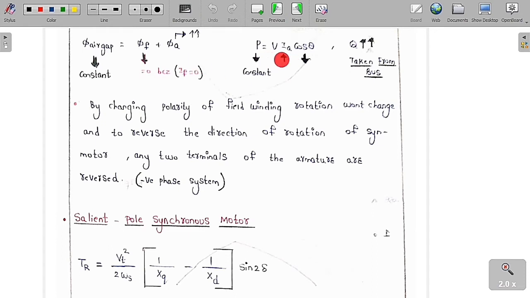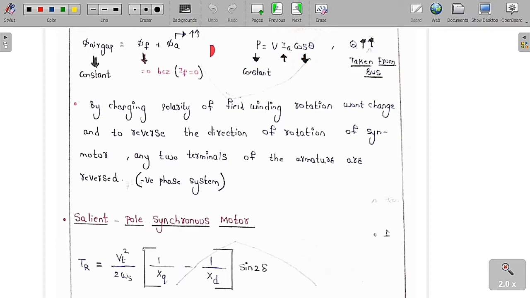I have already told you, P is equal to V into Ia into cos theta. Definitely, what is the constant one? You can see clearly in this case, the mechanical load is constant, so P is always constant and V is constant. Then definitely, if Ia is increased, the cos theta should decrease. Then only we can say that the overall value is constant. P is constant, V is constant, so Ia into cos theta should always be equal to a constant. If Ia increases, then definitely the power factor should decrease.